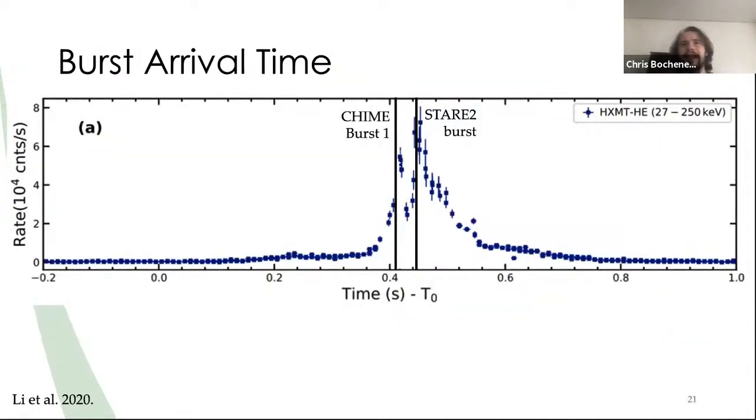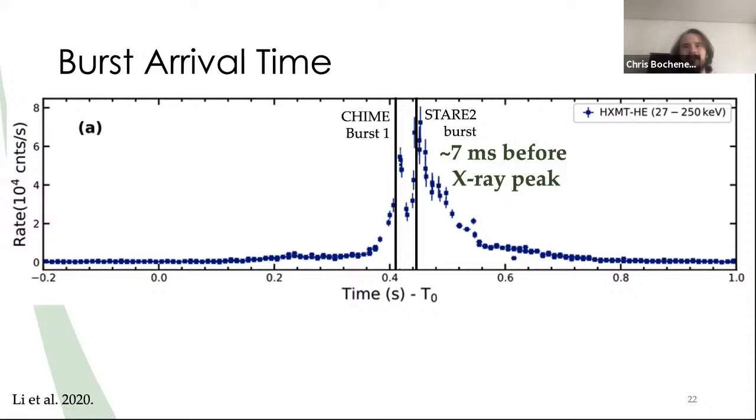There was also an X-ray burst at the same time as the radio bursts. And you can see that CHIME's burst one and STAR 2's bursts are very close in time to these substructures in the X-ray light curve. However, there is comfortably a 7 millisecond delay between the radio bursts arriving and then the peak of the X-ray emission. But perhaps the relative timing of these structures is interesting.